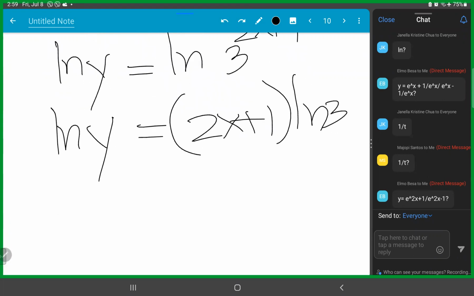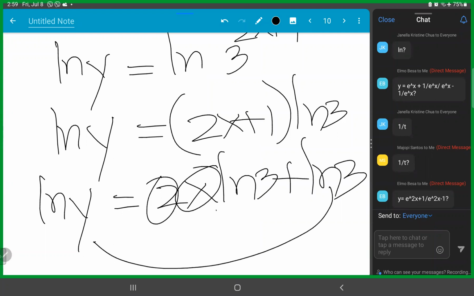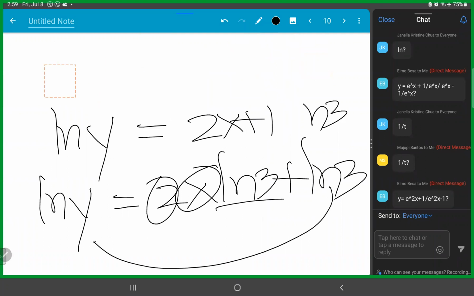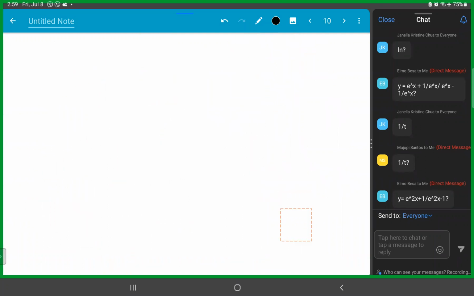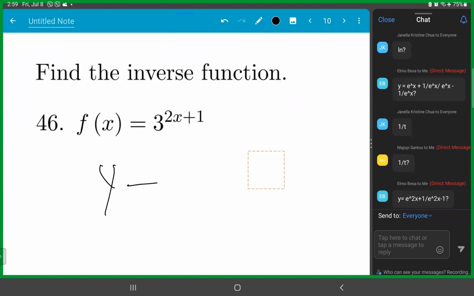So, once na ginawa mo to, distribute mo lang yung ln3, number lang naman yung ln3, no? Magiging ganito siya, 2x ln3, then plus ln3. So, yung x masosolve mo, no? Ililipat mo to, di-divide mo ng 2 ln3, or hindi muna ngayon. So, in other words, we can apply ln to get the inverse. But, since you're talking of the inverse, so you have to apply the same base kasi.